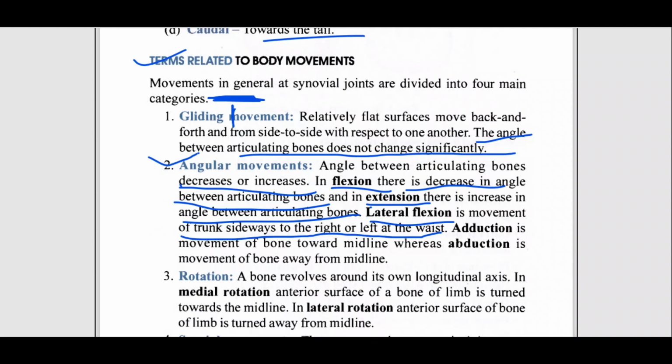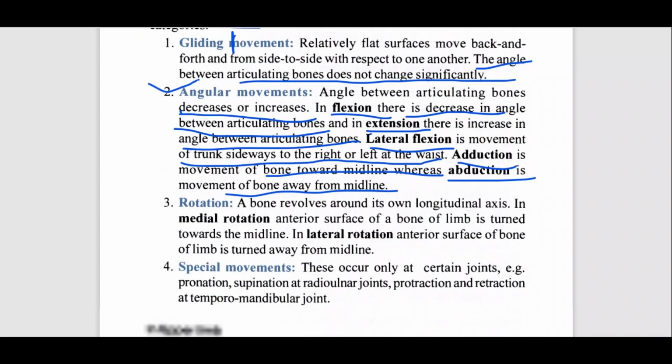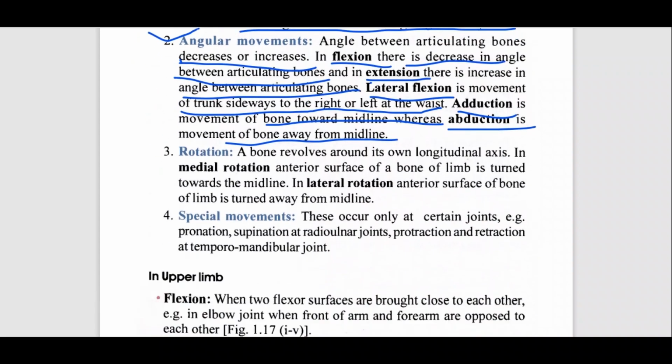Lateral flexion is the movement of the trunk sideways to the right and/or left at the waist. Now, adduction is the movement of bone towards the midline. However, abduction is the movement of the bone away from the midline. Adduction means करीब आना. Abduction means दूर जाना. Yani adduction is the movement of bone or body parts towards the midline. However, abduction is the movement of bone away from the midline.